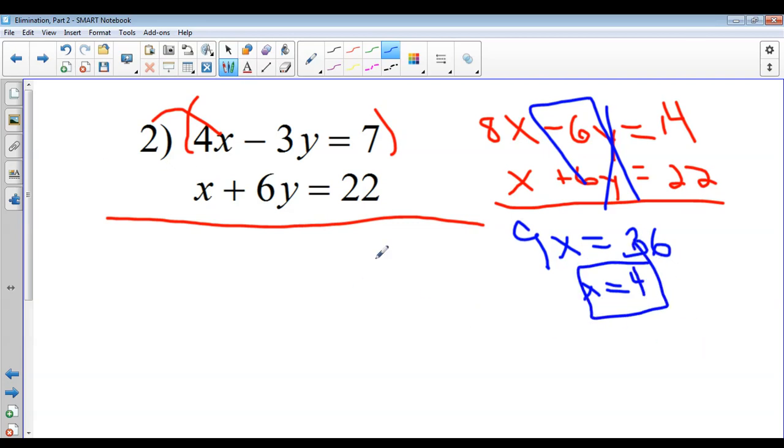So now, which one do you think you want to plug in the 4? The top or the bottom? I know I want to plug it in right here because the top one, I don't want to have to mess with that 4, right?